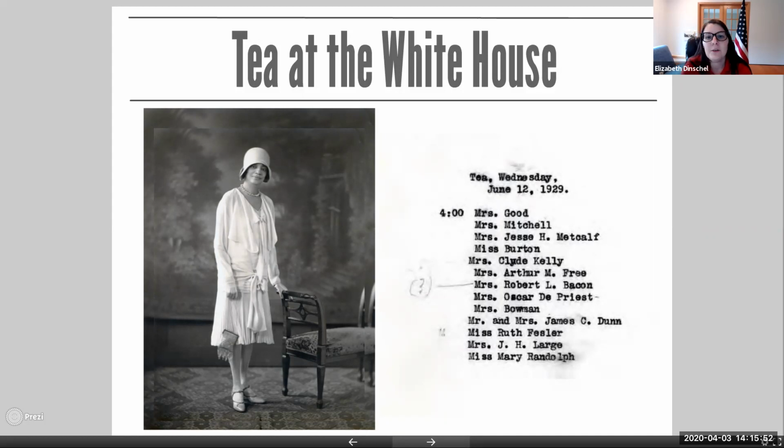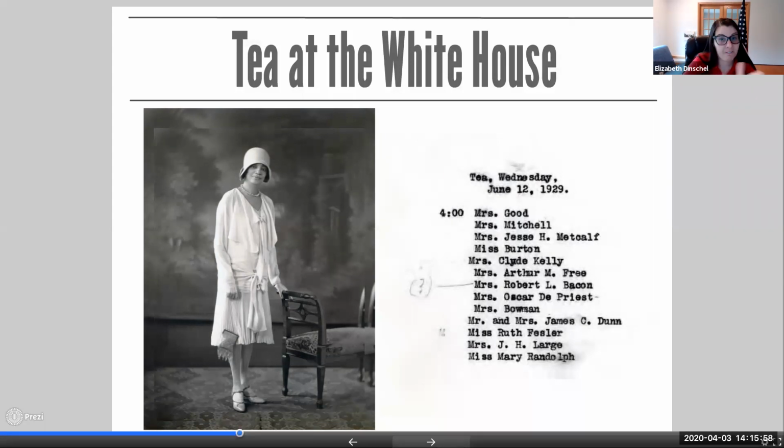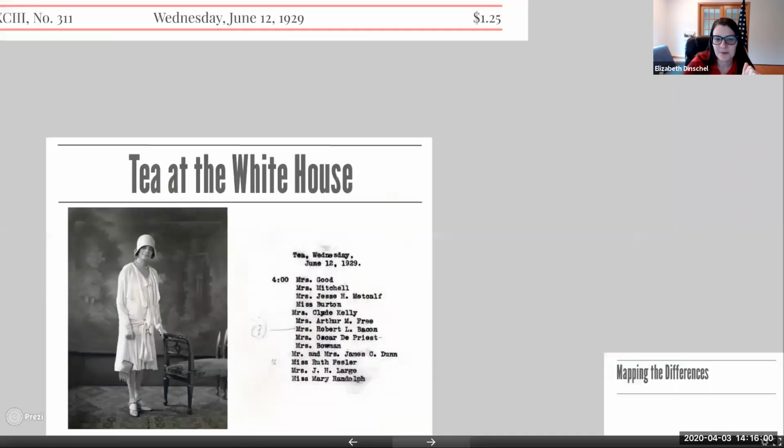It took place in the green room of the White House, which is this small, cozy place in the White House. It's a beautiful spot. You can visit it if you get to go on a White House tour.